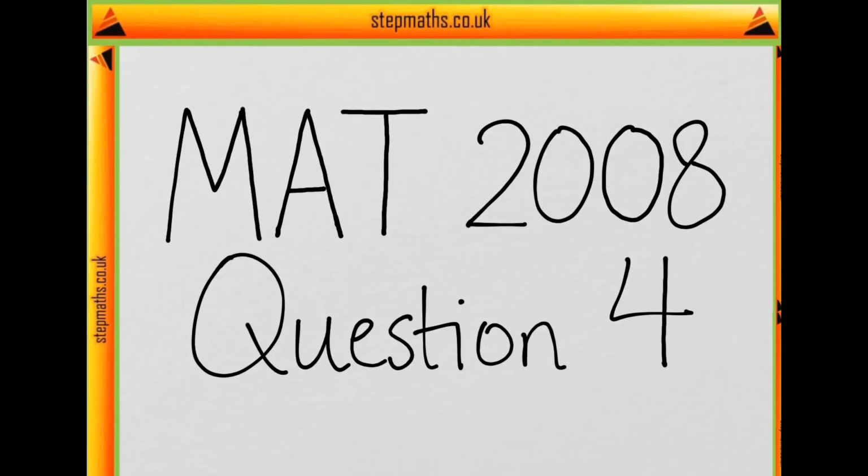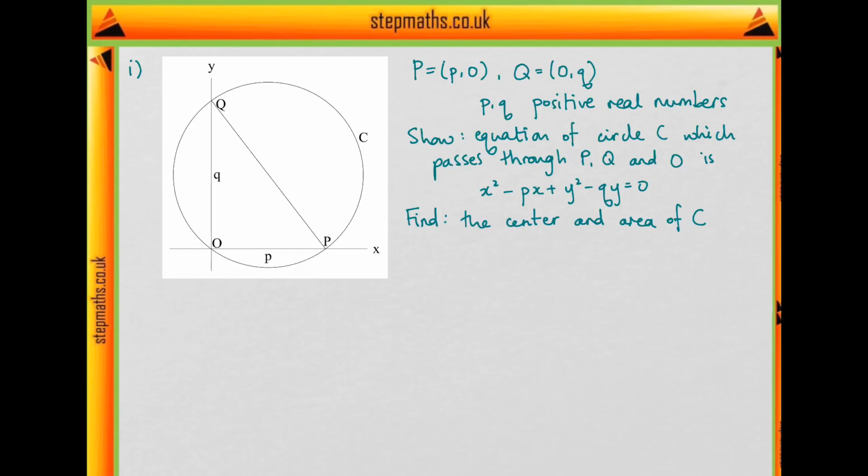Hi, so in this video I'm going to go through question 4 on Math 2008. In this question we're given this diagram. Here the points P and Q are at (P, 0) and (0, Q), and they want us to show that the equation of the circle C, which passes through the points P, Q and 0, so this circle here, has this equation. And then they want us to find the center and area of C.